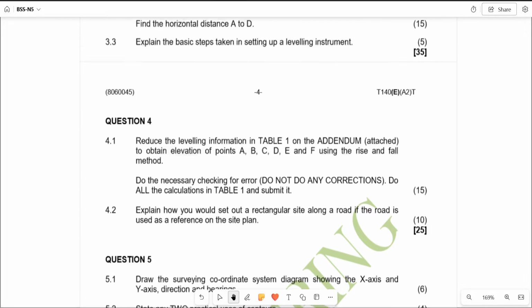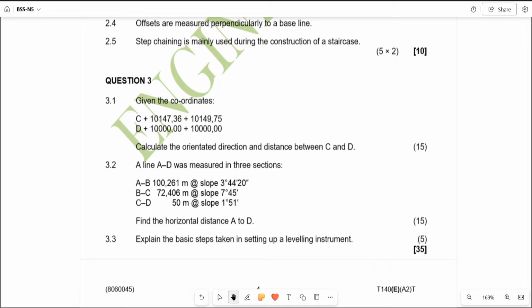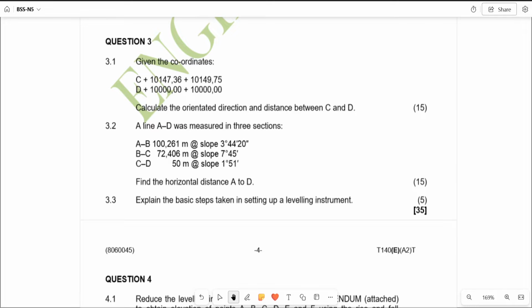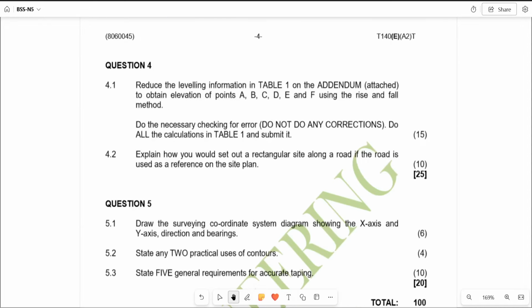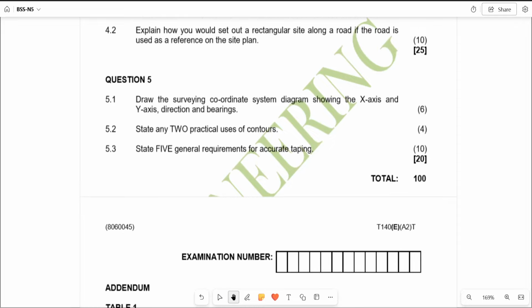So if you can see this question here, question 3, it is 35 marks. Well, let's not talk about the theory, the 3.3. Alone, question 3 is 30 marks, which is 30%. And if you go on to question 4, the rise and fall method is 15 marks, as you can see there. So that is 45 marks already. And you can see question 5.1, it is asking you to draw the survey coordinate system diagram. That is 6 marks. So guys, you can get yourself 51% without any theory.